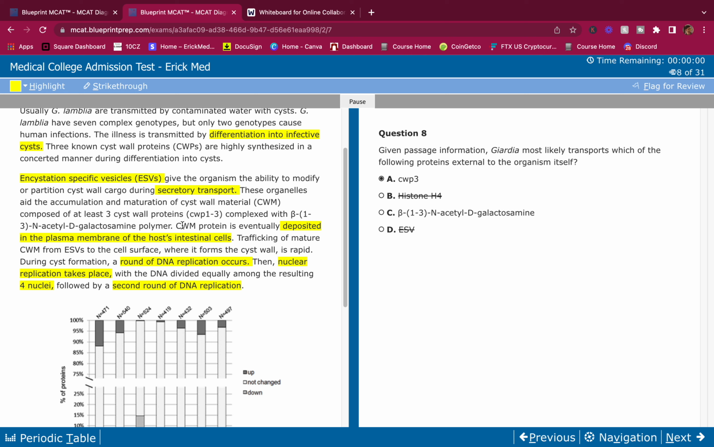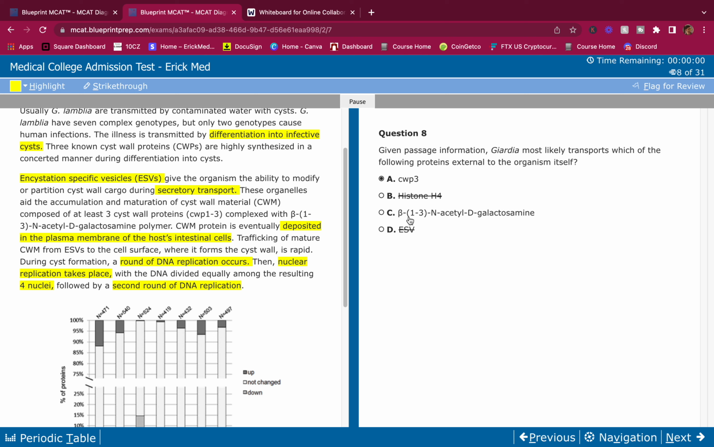Okay, remember they talk about the cyst wall protein is then deposited into the plasma membrane. And then there's traffic from the CWM to the cell surface where it forms a cell cyst. It's rapid. There's more evidence to this. And yeah, there's more evidence to this.